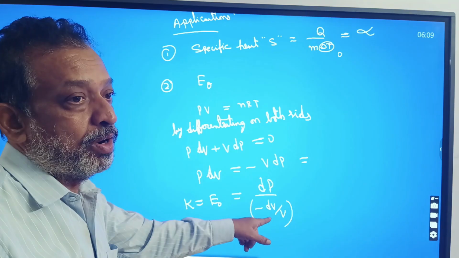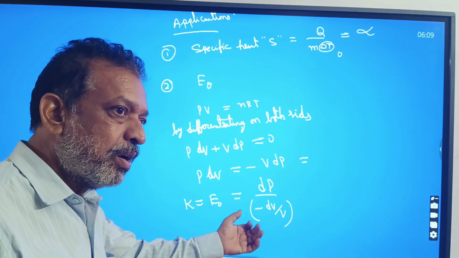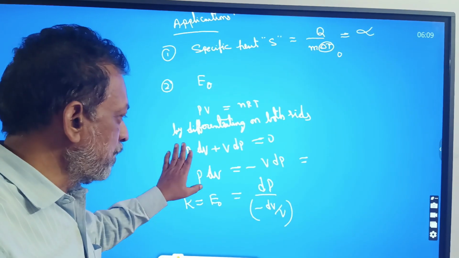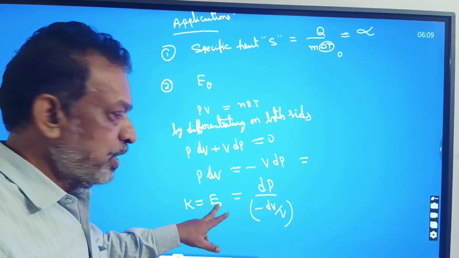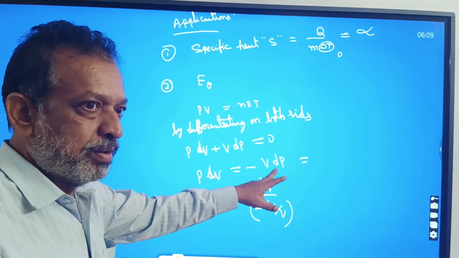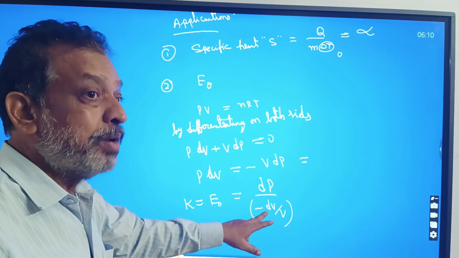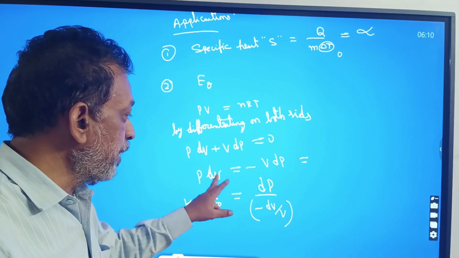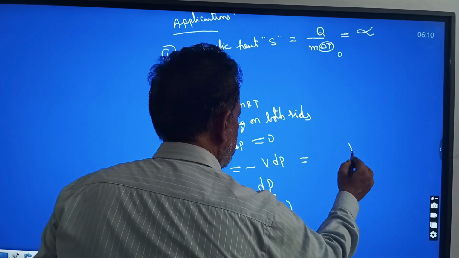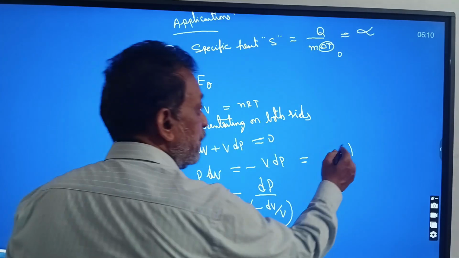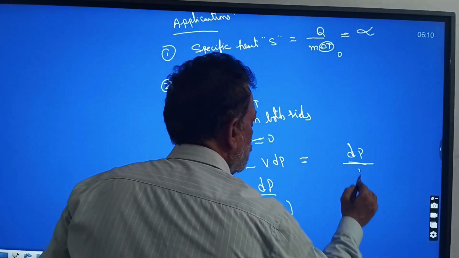What do you call this? Volumetric strain. Are you understood? Pressure is constant, volume changes; volume is constant, pressure changes. So elasticity E is equal to change in pressure divided by volumetric strain. What is the volumetric strain value? dV by V: change in volume by original volume.